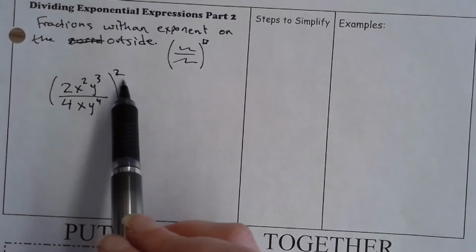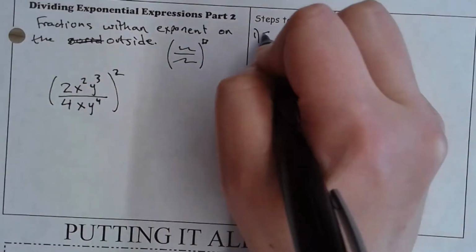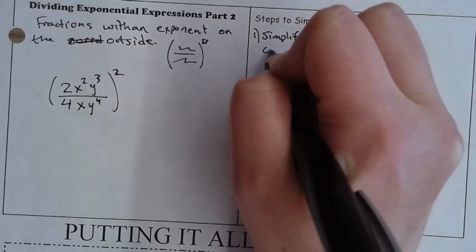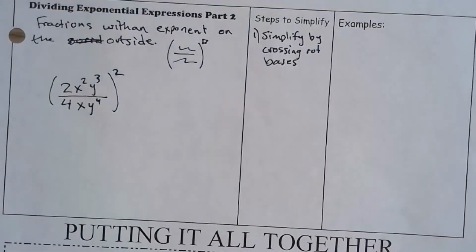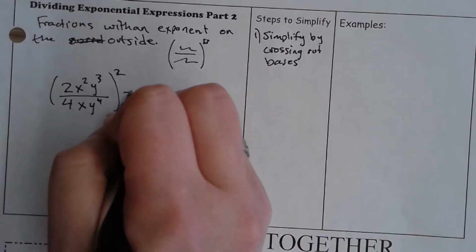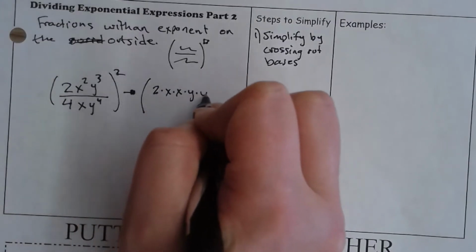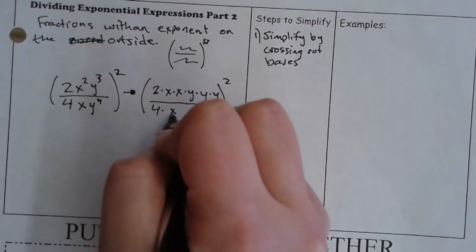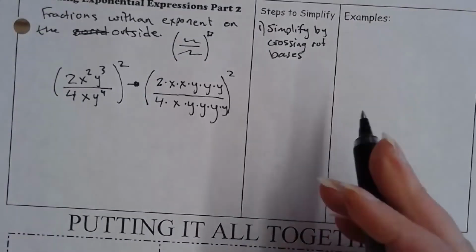Okay, so when we look at steps, first thing we're going to do is simplify by crossing out bases. So we're going to use what we did in part 1 of dividing exponential expressions. So first thing we're going to do is rewrite this as 2 times x times x times y times y times y, still squared, over 4 times x times 4 y's. Okay, and we're going to simplify that first by crossing out bases.